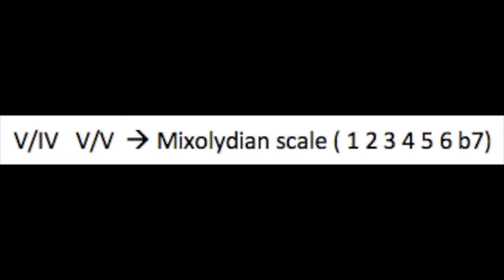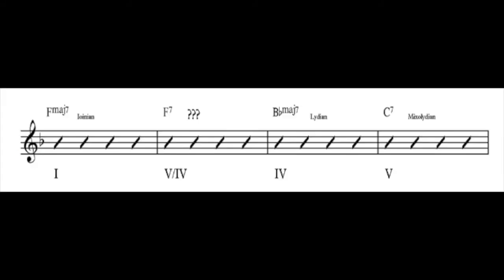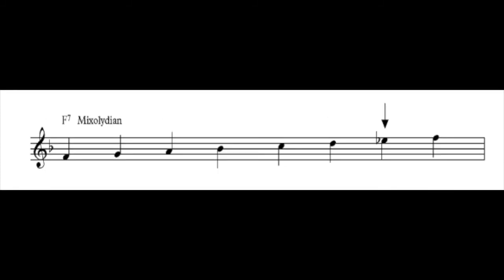For secondary dominants, we have to use the Mixolydian scale or the Mixolydian scale with certain alterations. If we have a secondary dominant that goes to the fourth degree or to the fifth degree, we use a normal Mixolydian scale. Imagine we have this chord progression in F major. All chords besides the F7 are in the key. So for F major 7, we can use the Ionian mode, for B flat, the Lydian mode, and for the C7, the Mixolydian mode. Now F7 is the 5 of the fourth, so we play F Mixolydian.